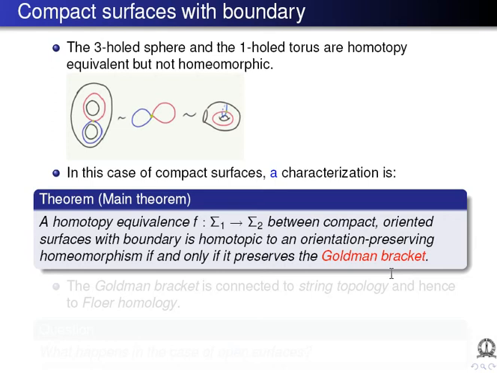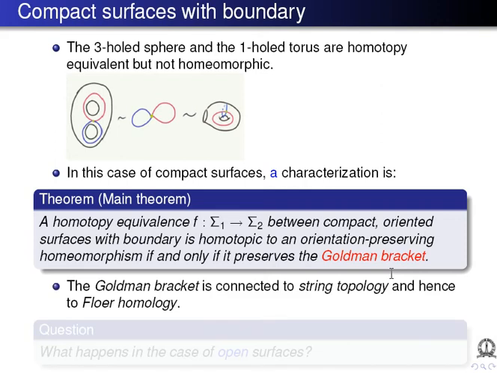So besides the attractiveness of this, a very nice algebraic structure giving a complete characterization, you have other reasons why things are nice. The Goldman bracket is connected to string topology. In fact, string topology generalizes the Goldman bracket, hence the Floer homology on the tangent space. So at least this is a source of conjectures in other cases.